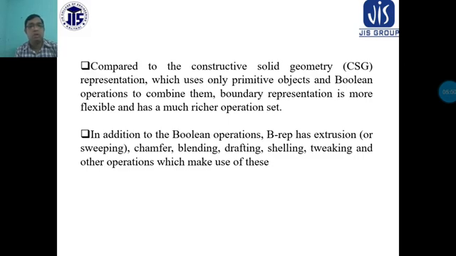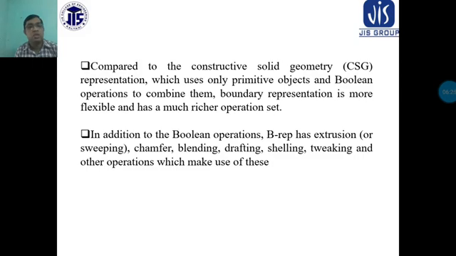Basically, in constructive solid geometry you can consider the primitives combined through Boolean operations. Boundary representation is more flexible. That means boundary representation has a much richer operation set.